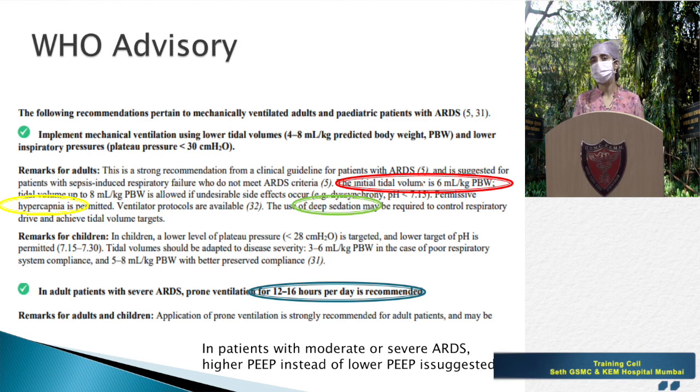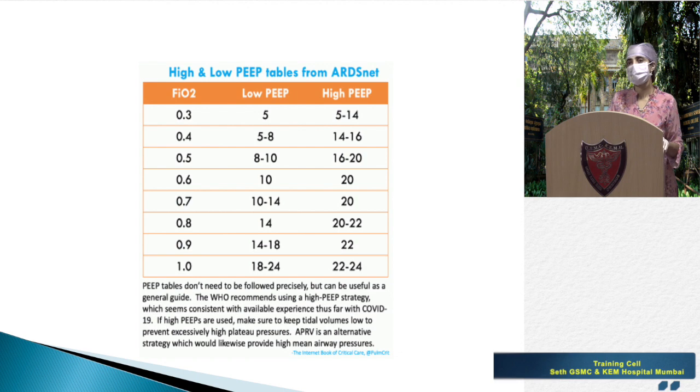So the WHO has set up an advisory for improving outcomes of patients of ARDS in COVID-19 patients, and they said the initial tidal volume of 6 ml per kg, permissive hypercapnia, use of deep sedation to prevent dyssynchrony, and making the patient prone for 12 to 16 hours have been shown to improve the outcomes, and high PEEP instead of lower PEEP is suggested. So this is a chart showing FiO2 and PEEP values, high and low, which you can refer to.